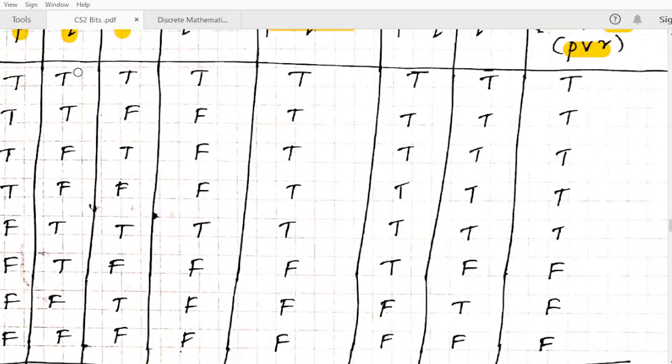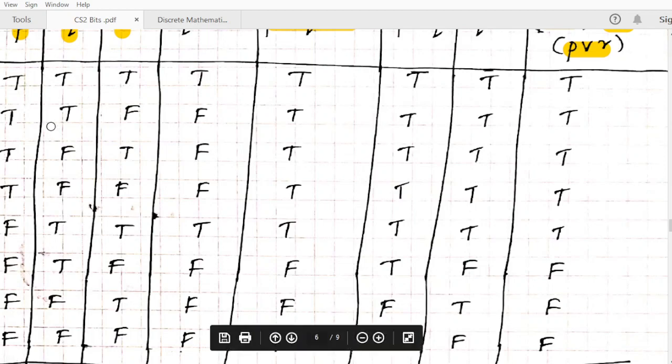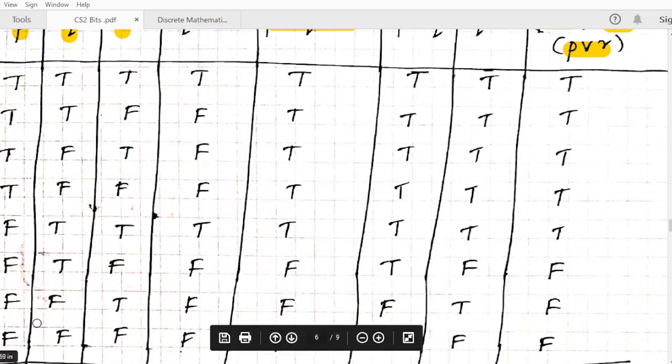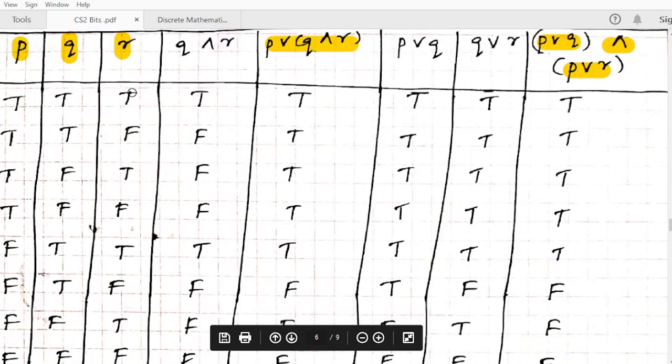So we are having 8 possibilities. You have to find all of them; they are all different. These are the different 8 possibilities: true, true, true; true, true, false; true, false, true; true, false, false; false, true, true; false, true, false; false, false, true; and false, false, false. This you have to learn. Okay, so these are the different 8 possibilities.